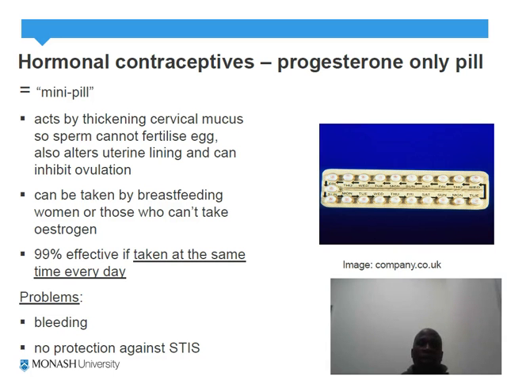Now let's look at another type of hormonal contraceptive called the progesterone-only pill. This is called a mini pill because it acts by thickening the cervical mucus so that sperm cannot fertilize the egg. Also, it changes the uterine lining and can inhibit ovulation.